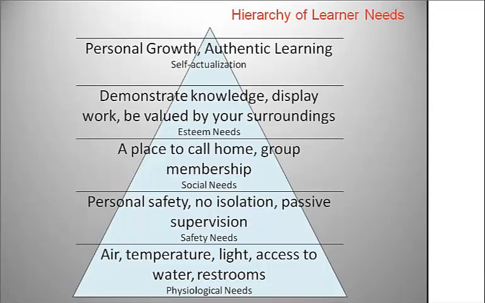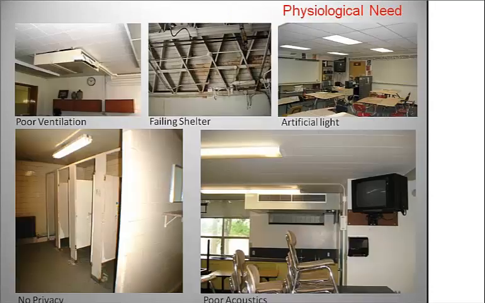And in our context, for our purposes, we can think of that as really when authentic learning is taking place. So here are some examples of school environments that don't meet these physiological needs. In the upper left, you can see an example of poor ventilation, which in a lot of schools might lead to kids being sick more often, more incidences of asthma, and therefore more absences from school and potentially lower test results.